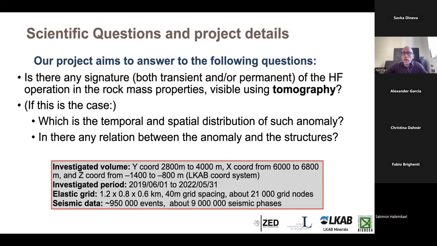And is there any relation between the anomaly, the P wave or S wave anomaly, and the geological structure that we have? So here, I give you a bit of detail of the project data. We were investigating a volume that was almost 1 kilometer by 800 meters by 800 meters, and we investigated a period of almost 2 years. We have the elastic grid for computing the tomography with a block of 40-meter grid spacing, and we used data for almost 1 million events with 9 million seismic phases recorded.